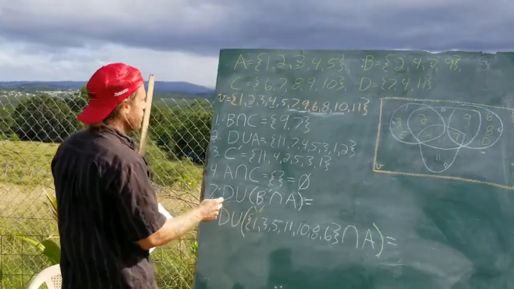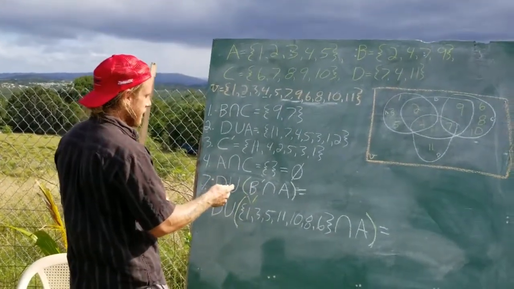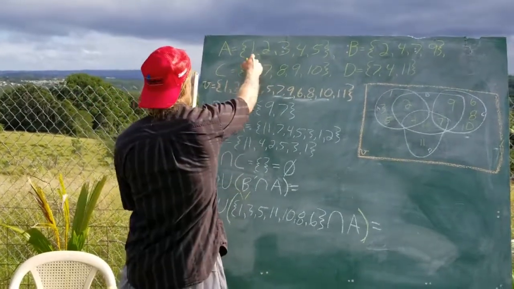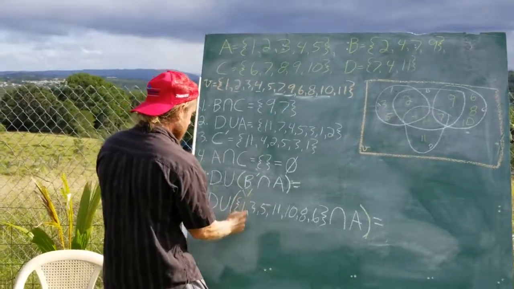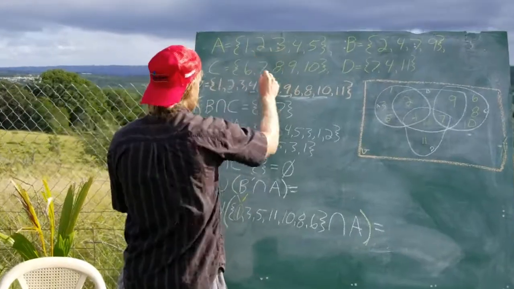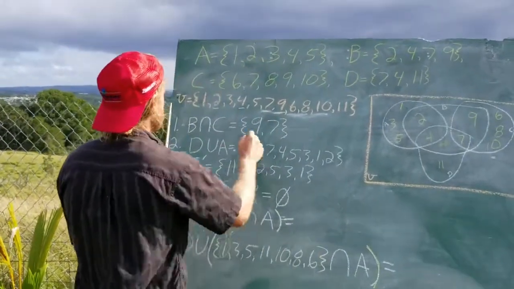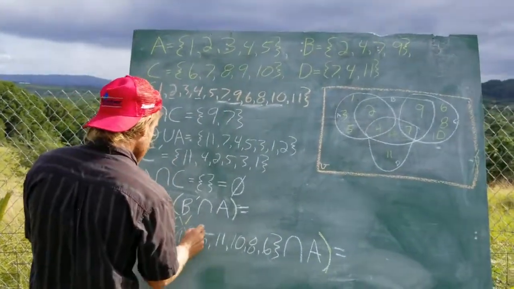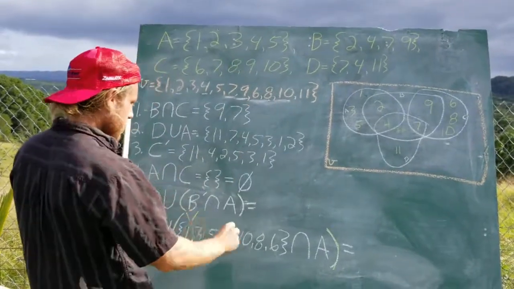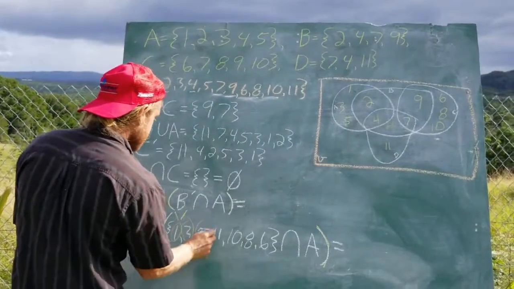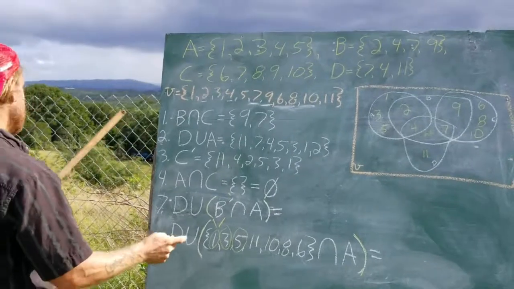So we'll underline, or we'll circle, the elements that are common. There's a 1 in A. Is there a 1 here? Yes. There's a 2 in A. No 2. 3. 4. No 5.